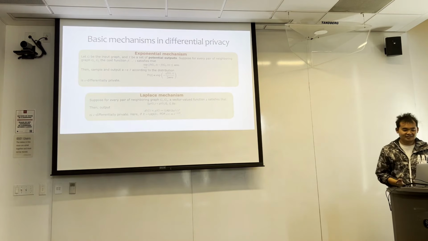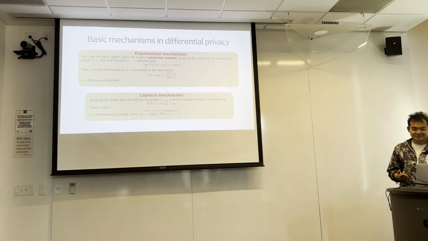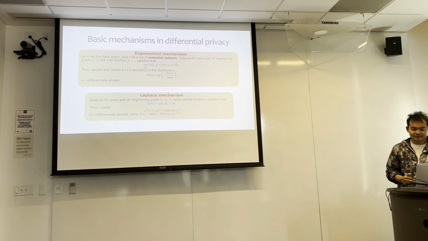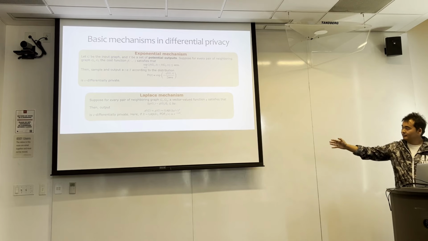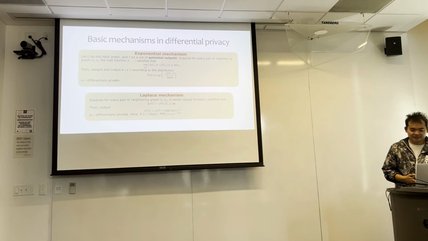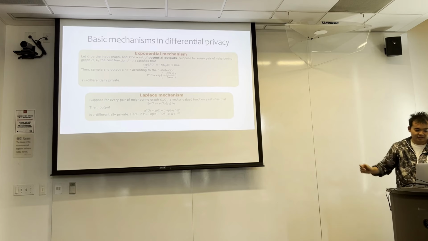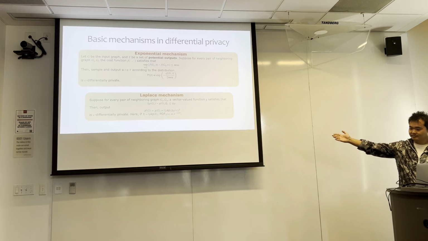Okay, so another mechanism is used for outputting continuous values. It is a special version of the exponential mechanism in the continuous space. It says that for any two input graphs or two data sets, if you want to output a vector-valued function, and suppose that for any pair of neighboring graphs, the L1 norm of G of 1 minus G of 2 is bounded by some constant, we call it sensitivity, then you just add independent random noise from the Laplace distribution to every coordinate, according to the sensitivity and the privacy budget epsilon.